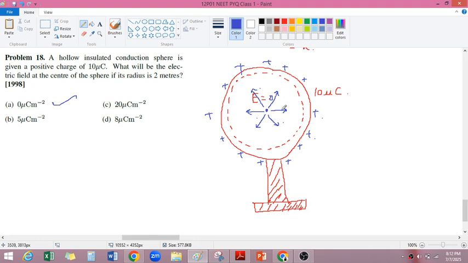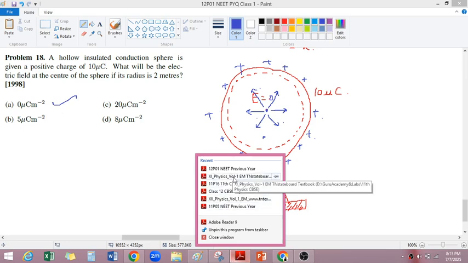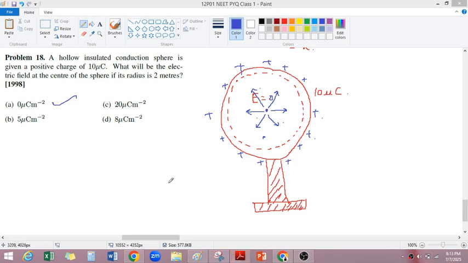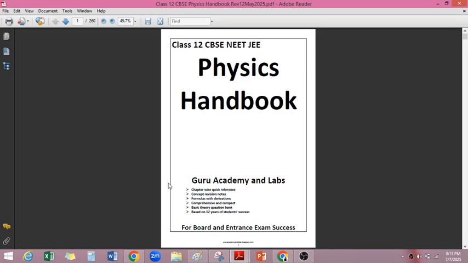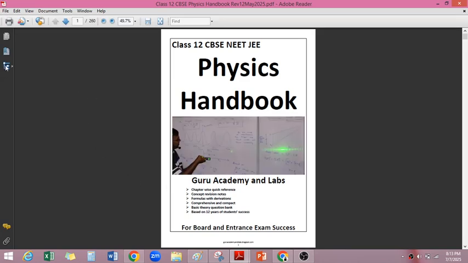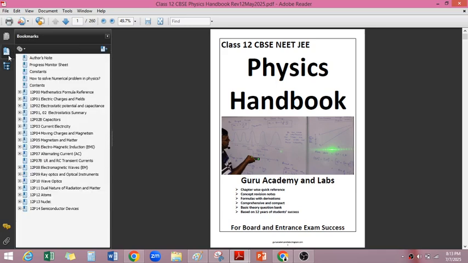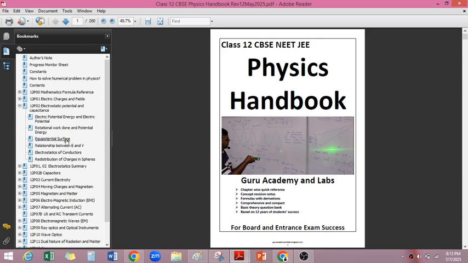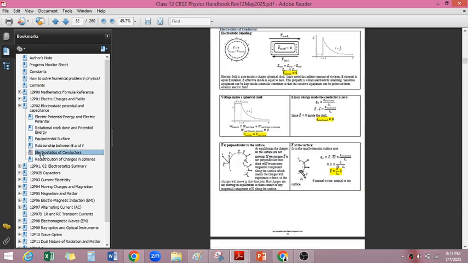No matter where you keep it, whether it is in the center or here, everywhere the electric field is 0. If you have a doubt, you have to go to the handbook. Equipotential surface, work done, relationship between E and V. Yeah, electrostatics of conductors.